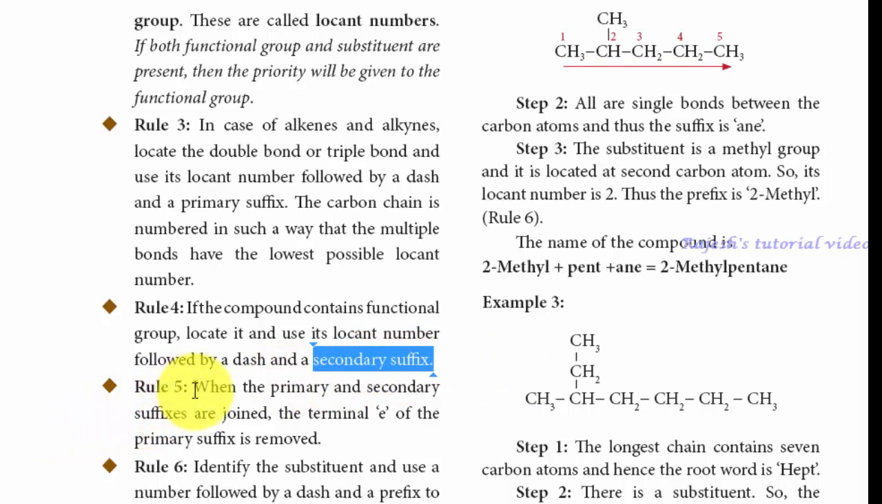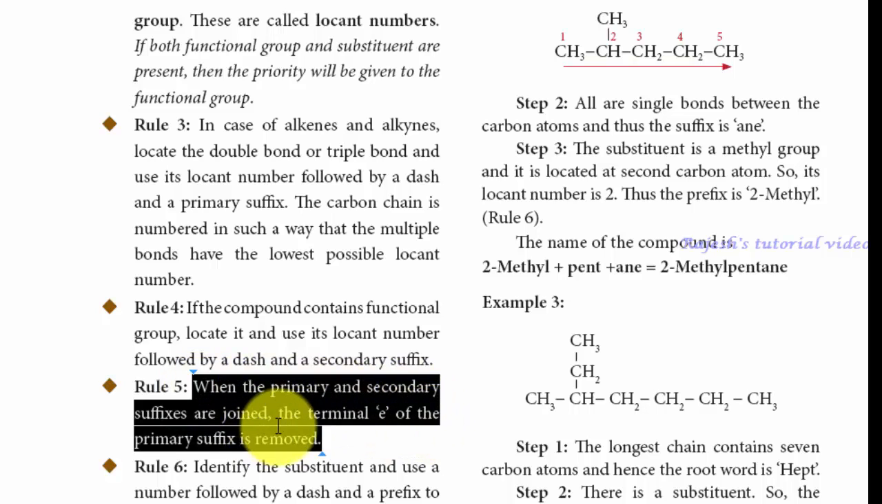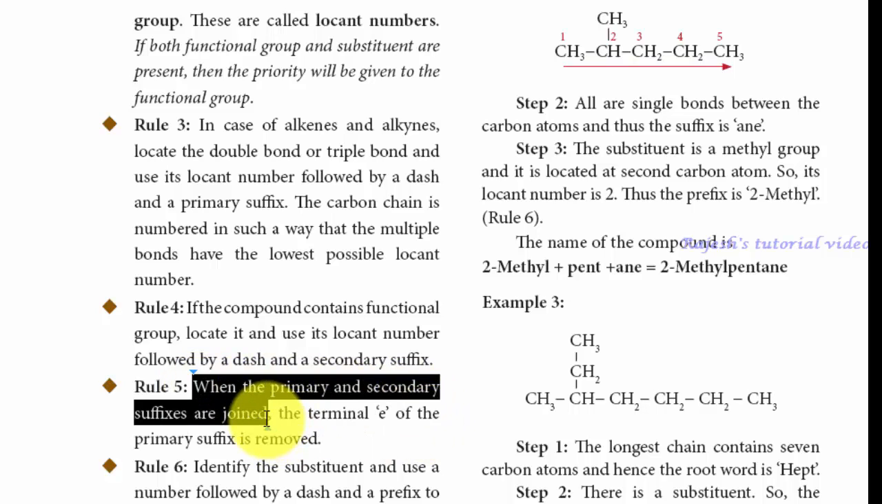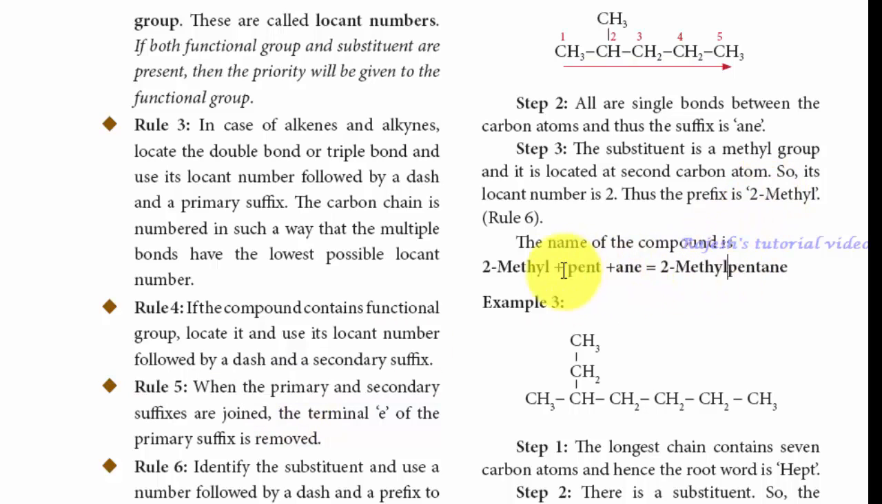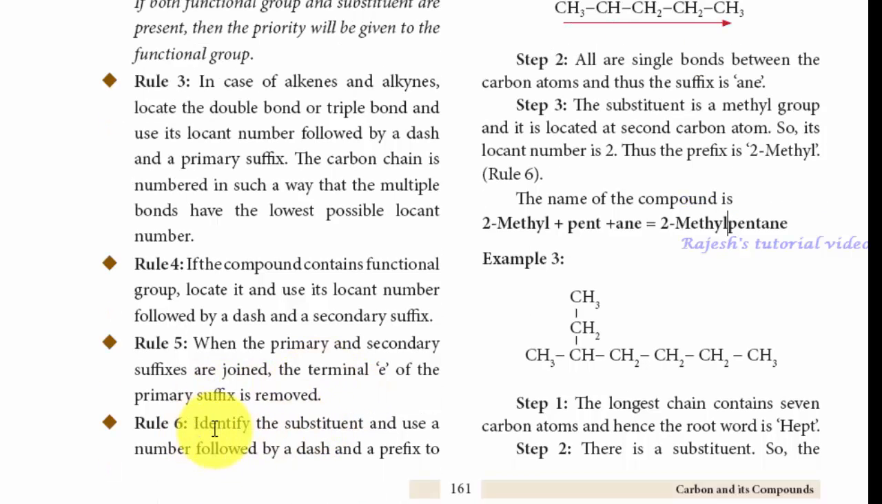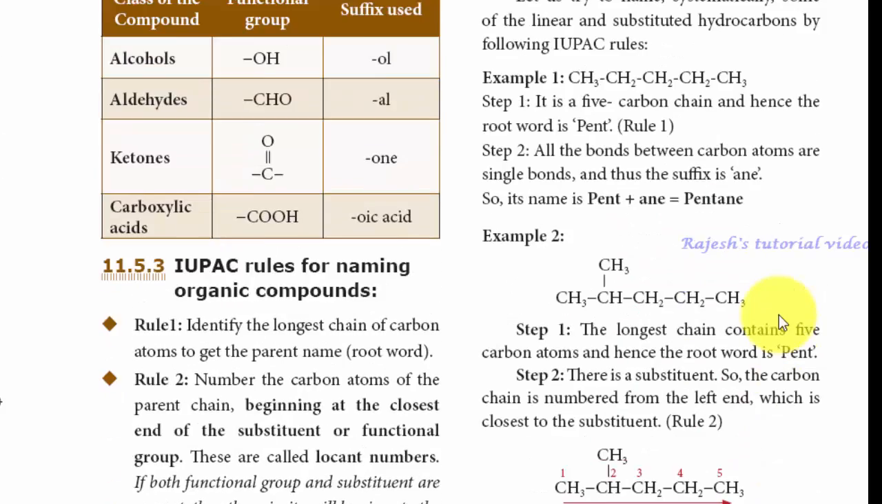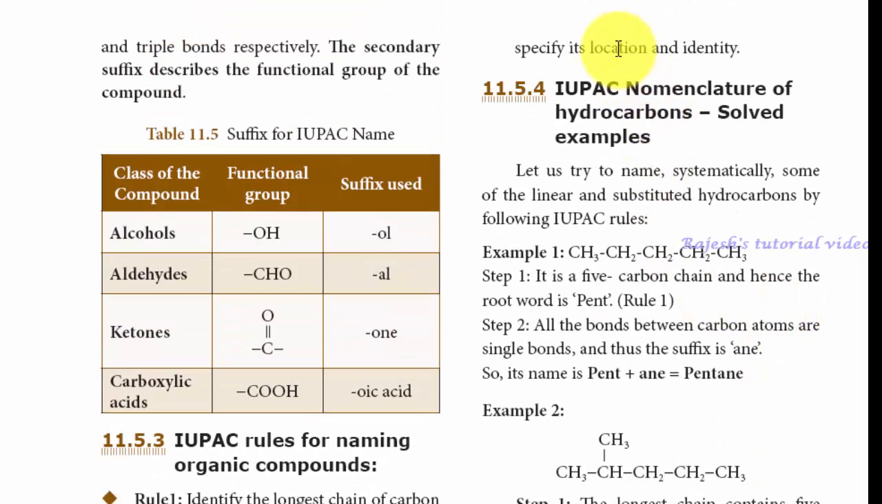Then next is the fifth rule: when the primary and secondary suffixes are joined, that is, when you write alkane, the E should be removed and the secondary suffix should be added to it. The next rule is to identify the substituent or the substituent group. Just write the locant number of the substituent, put a small dash, and write the prefix of the substituent. So these are the set of rules to be followed for naming organic compounds.